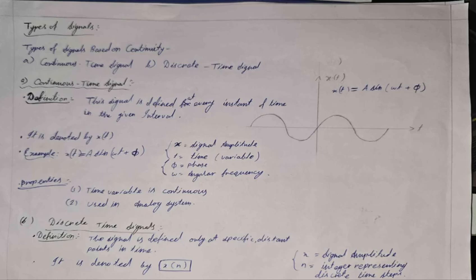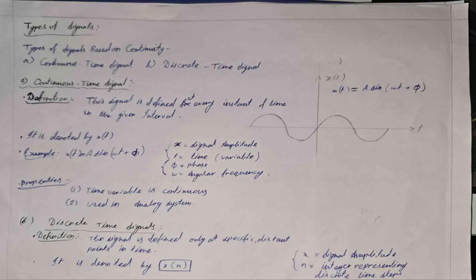Here it is denoted by x(t), and the example is x(t) = A sin(ωt + φ), where x is the signal amplitude, t is the time variable, φ is the phase, ω is the angular frequency. The graph we can see here is a sinusoidal graph.